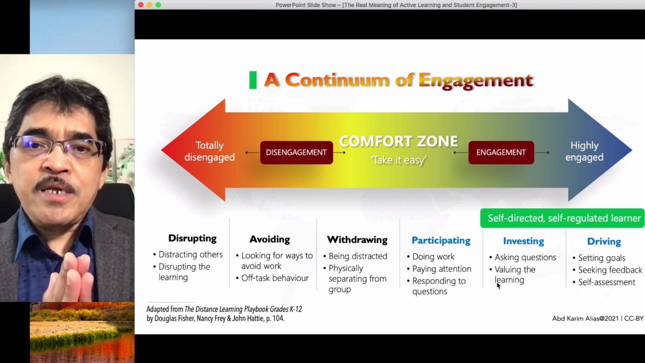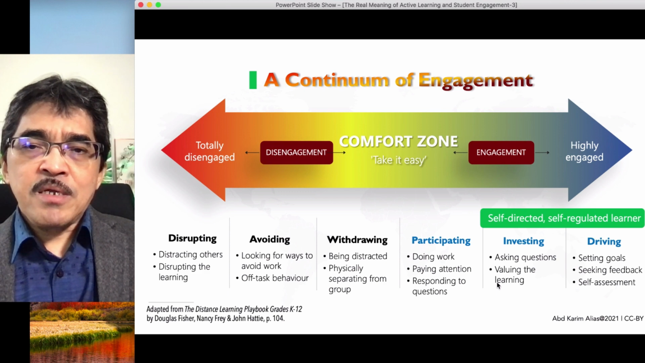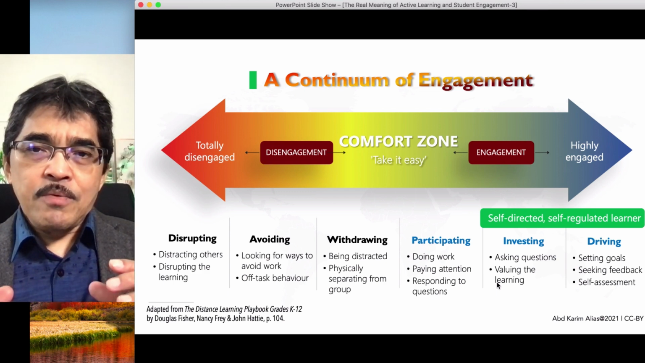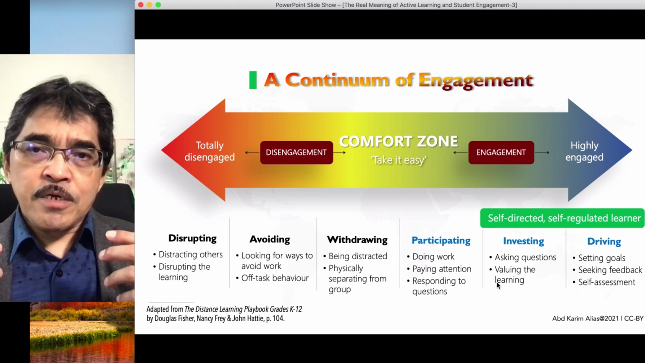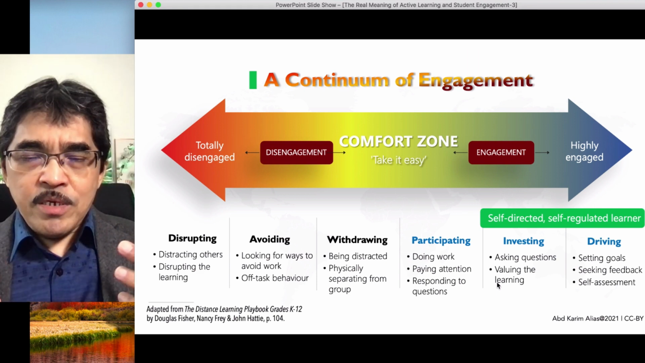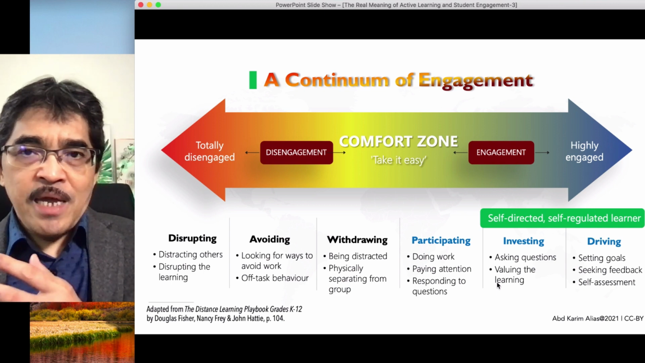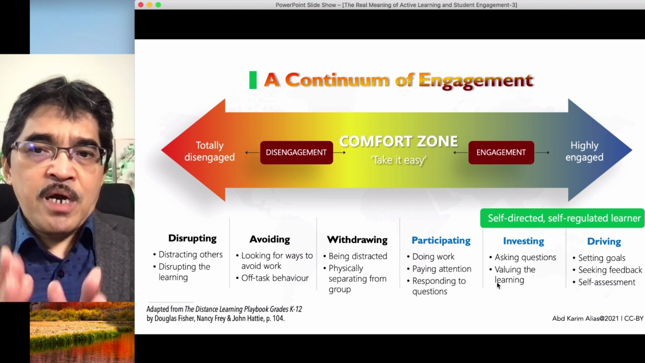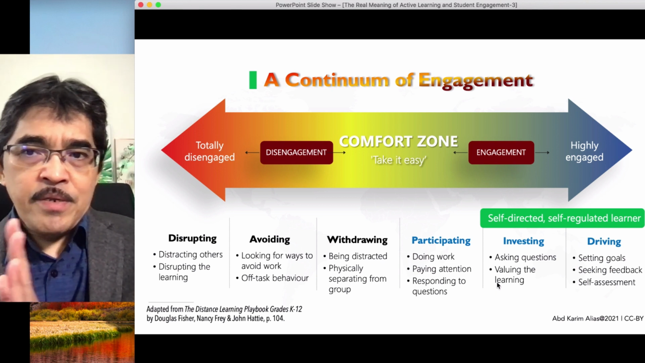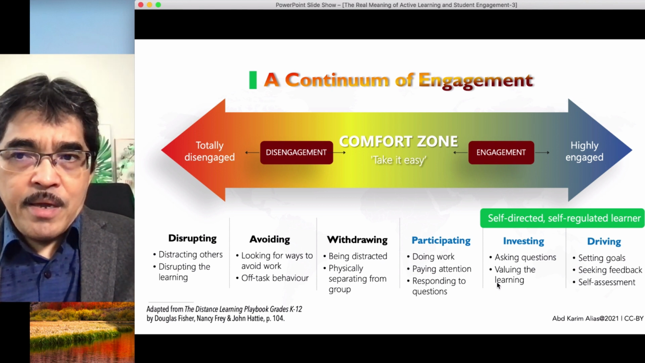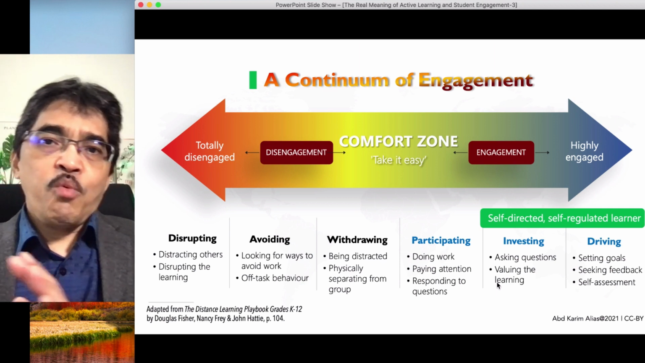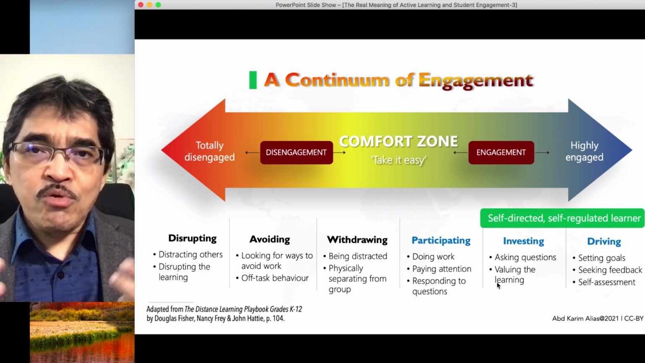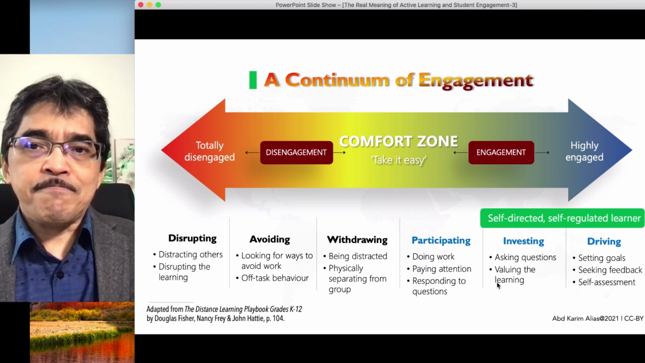So basically that is a continuum of engagement, and if we understand this, then we can see whether the students are engaged, because we can see the signs in their behavior, their reaction and their response, whether they are in the engaged or highly engaged zone, or whether they are moving towards the disengaged zone, and then we can do the necessary intervention.